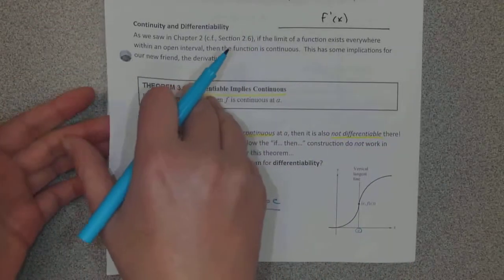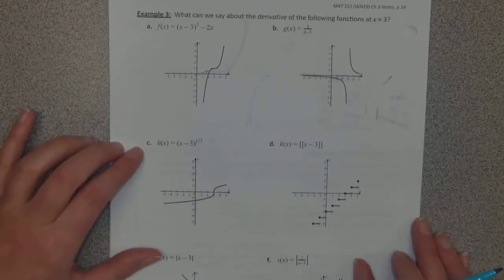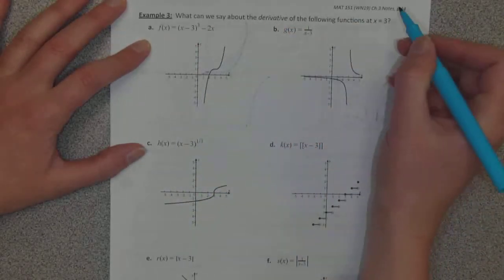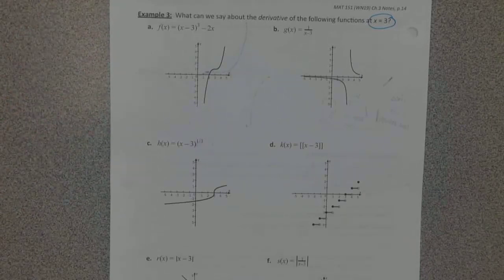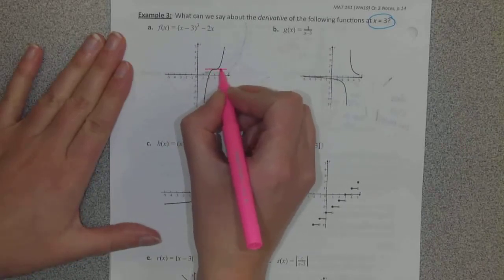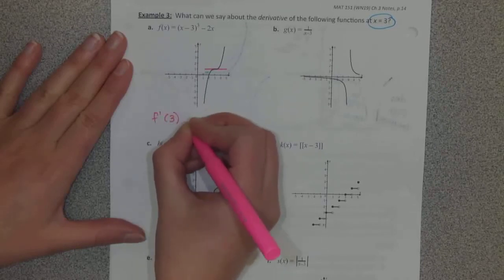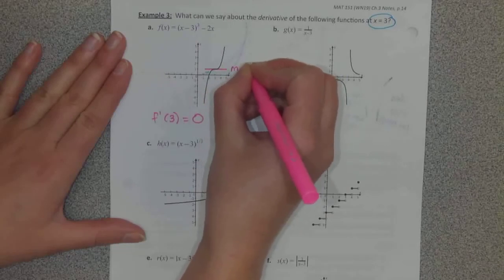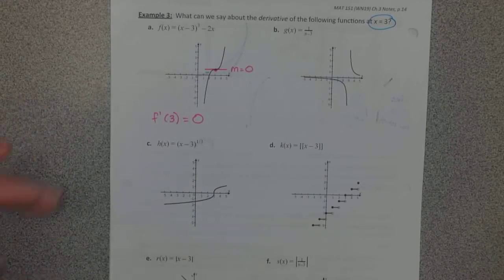All right, continuing on, the next page here, we have some functions, and we want to talk about the derivative at, specifically, x equals 3 for all of these. All have something different going on at x equals 3. So in the first picture, at x equals 3, the tangent seems to be horizontal. So we can say that f prime of 3 will exist and be 0, because you have slope, or derivative, 0 at x equals 3, this point right here.